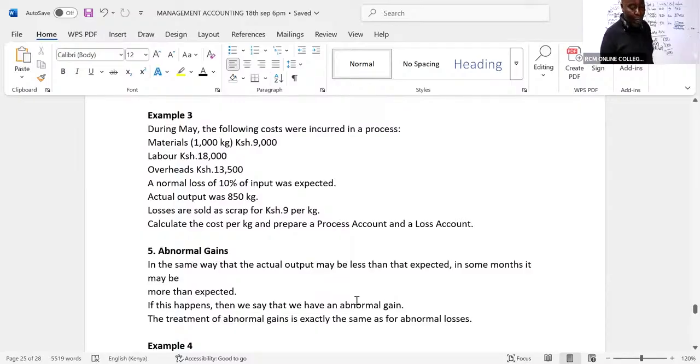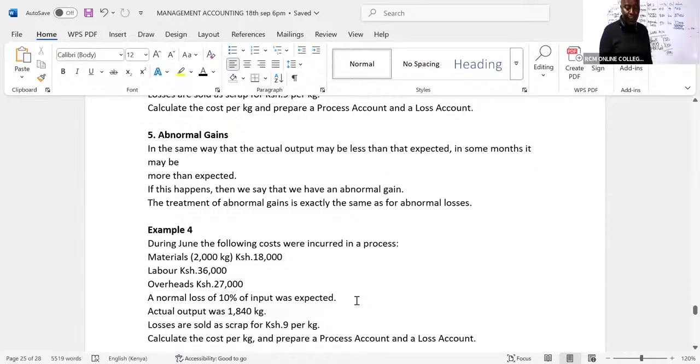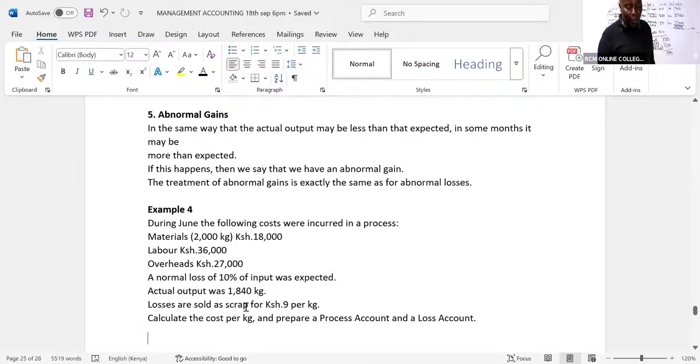So I will go to example number 4 before I start looking at your past papers, ladies and gentlemen. We are told during June, the following costs were incurred in a process. Materials 18,000, labor cost 36,000, overheads 27,000. A normal loss of 10% of input was expected. The actual output here was 1,840. Losses are sold as scrap for 9 per kilogram. They want me to calculate the cost per kilogram and prepare a process account, and actually it's supposed to be an abnormal gain account.